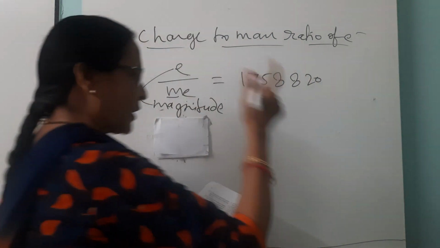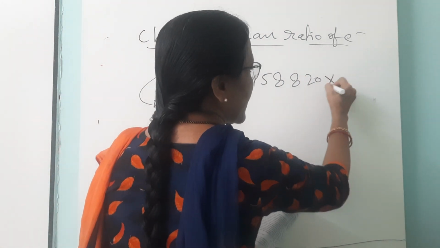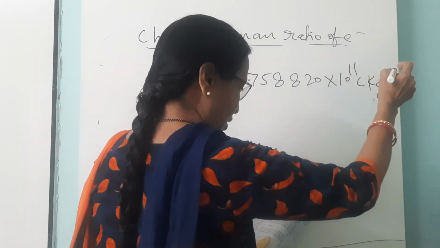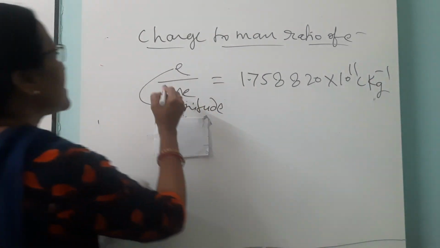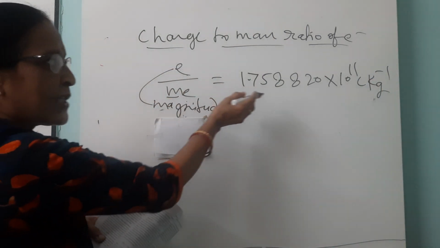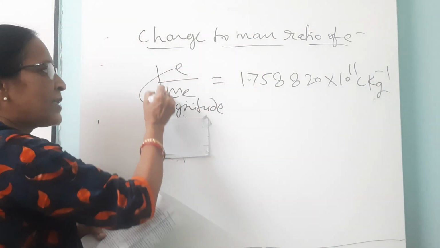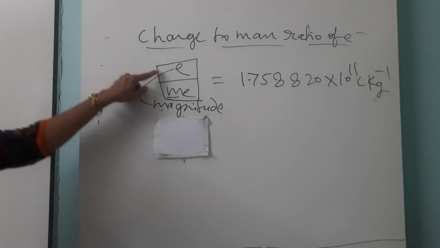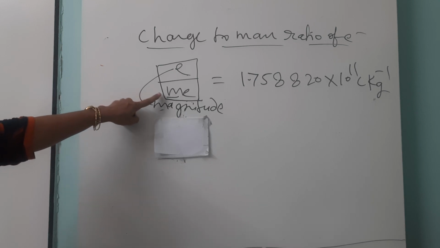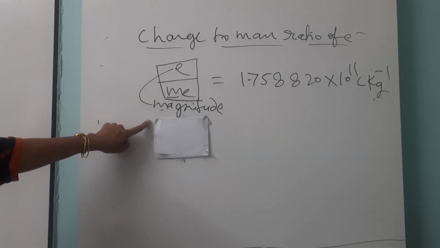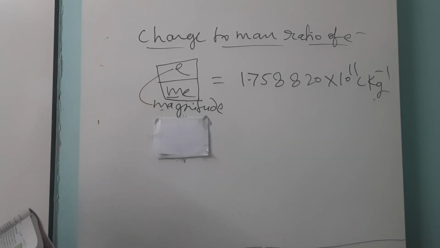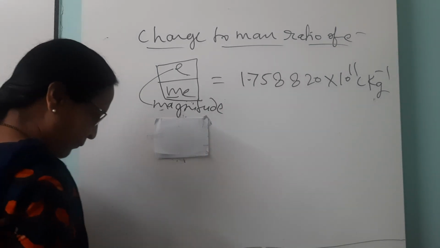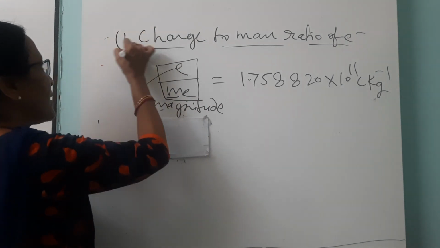1.758820 into 10 raised power 11 coulombs per kg. This is not the weight of the electron, this is the e upon m_e ratio, where e is the magnitude of the charge of the electron and m is the mass of the electron. Okay, now we have to calculate the charge on the electron. This is the first one.